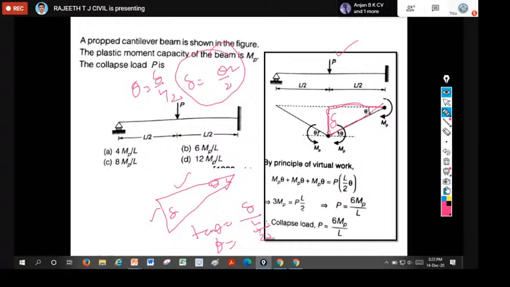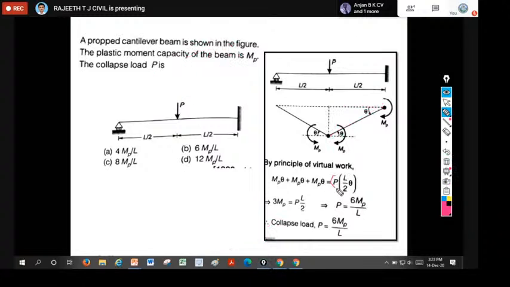Therefore, if you calculate the external work done, that is P into delta, which is L by 2. So for all the problems, we should calculate delta under the load only, using this triangle. If L is the length of the span, then here it is L by 2. The corresponding theta you can take directly. Otherwise, you can calculate from the basics, tan theta equal to.